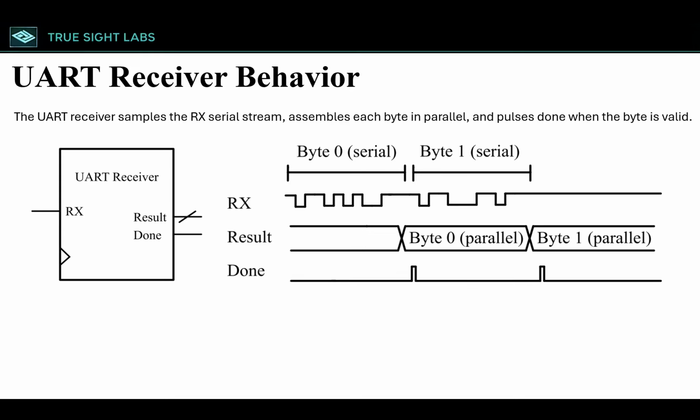In the previous video, we designed a UART receiver. It samples the RX serial stream, assembles each received byte into an 8-bit parallel value, and pulses a done signal when the byte is valid. If you haven't seen that video, I recommend watching it first before continuing.